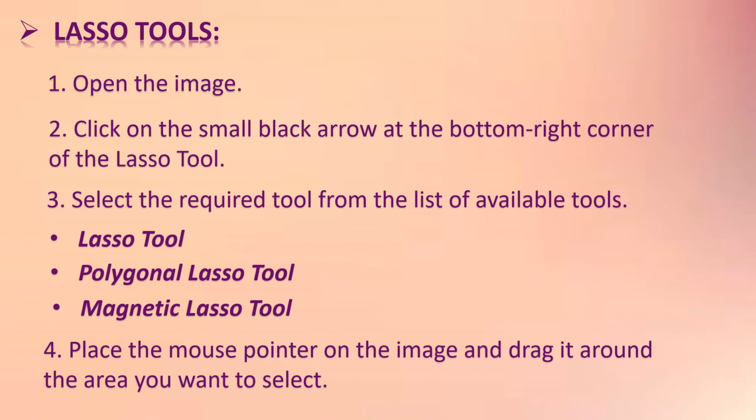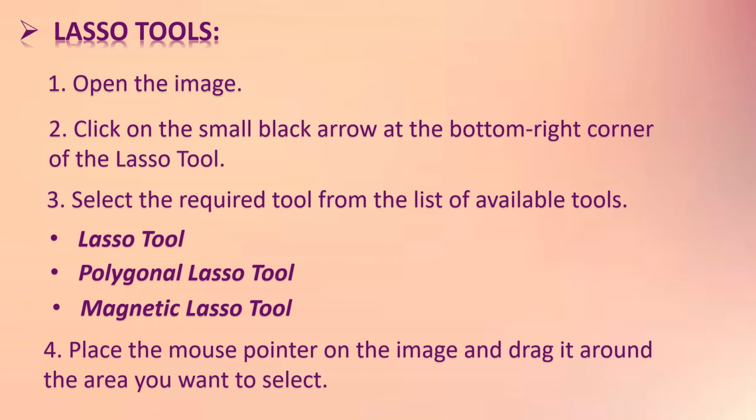Lasso tools. The Lasso tools are used to make freehand selections in an image. Following are the steps. Open the image. Click on the small black arrow at the bottom right corner of the Lasso tool. Select the required tool from the list of available tools.